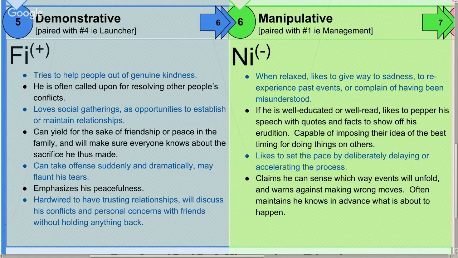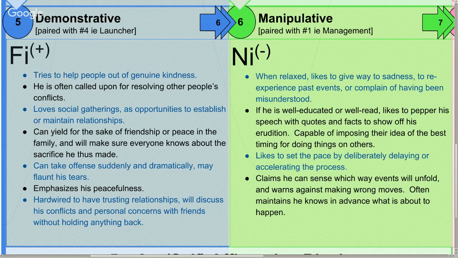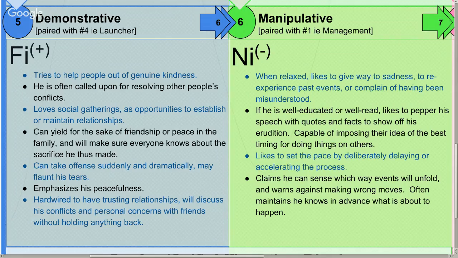I'm not sure what the first part means. Likes to give way to sadness. Become depressed? Maybe it means become depressed? Well, I don't like to become depressed. I suppose it's about nostalgia. I do like to re-experience past events, which sometimes does make me sad, in terms of sort of lament, you know, how things are now versus how they were.